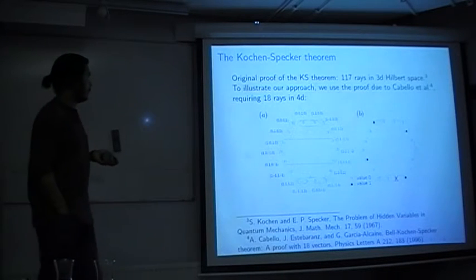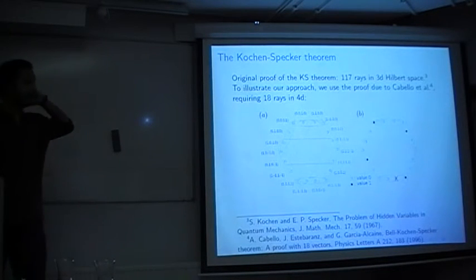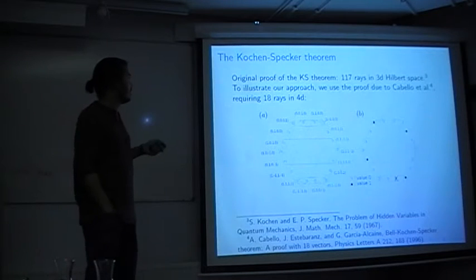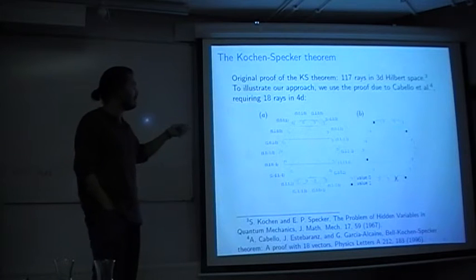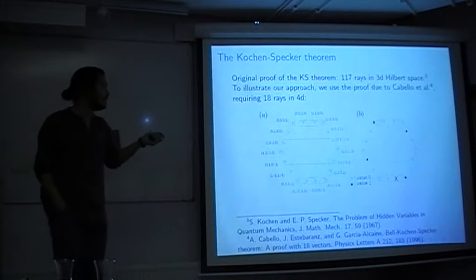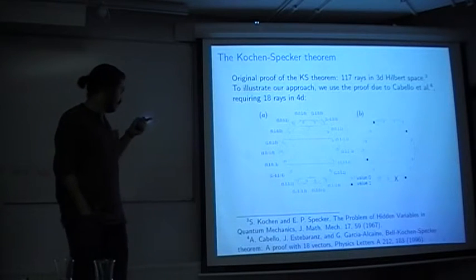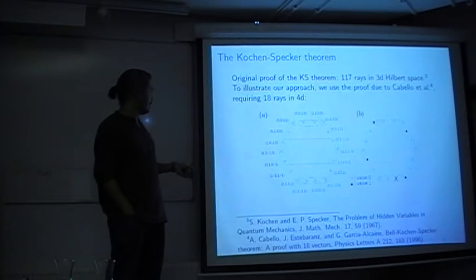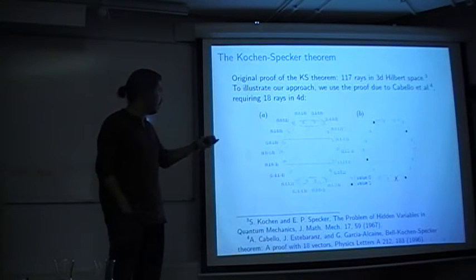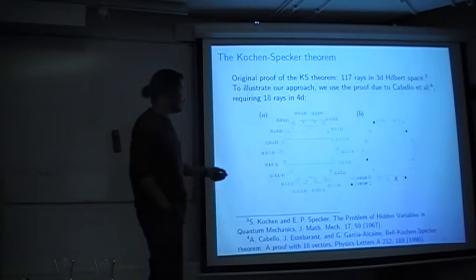So let me start with the simple proof of the Kochen-Specker theorem. The original proof required 117 rays in 3D Hilbert space, due to Kochen and Specker. This is an uncolorability proof. This proof is due to Cabello et al., and it requires 18 rays in a 4-dimensional Hilbert space. So these are your 18 rays.